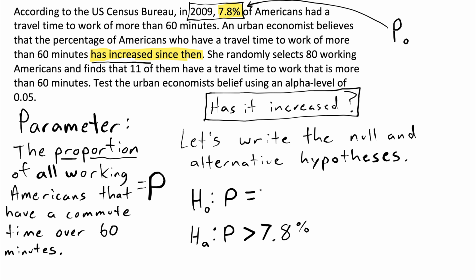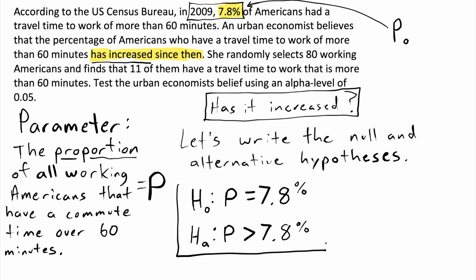And we always use the same number in the null and alternative hypothesis. So we're basically covering all the possibilities. Either it has increased and it's more than 7.8%, or it has not increased. So these are the null and alternative hypotheses we will use to test this researcher's question.